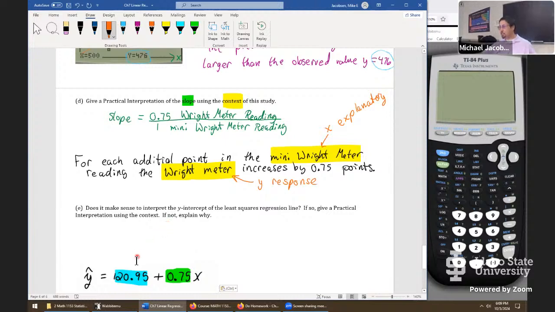How do folks feel about it? That's the y-intercept. Looking at it, can you tell if it makes sense or not just by looking at it? I don't think I could, to be honest. Here's where I would actually start. Sorry, say again?